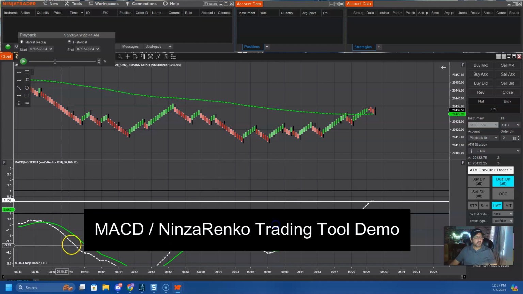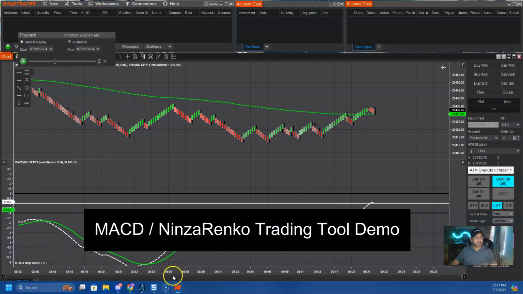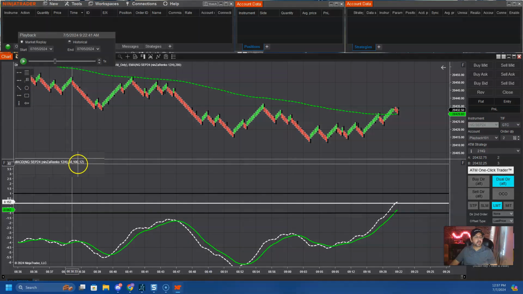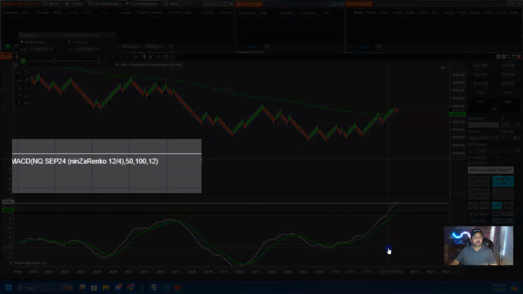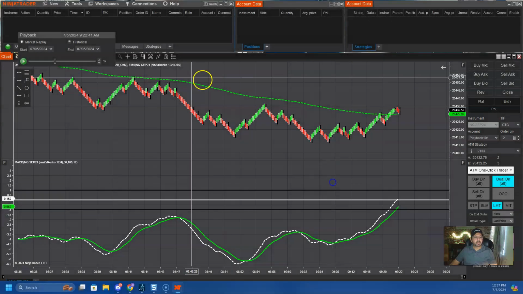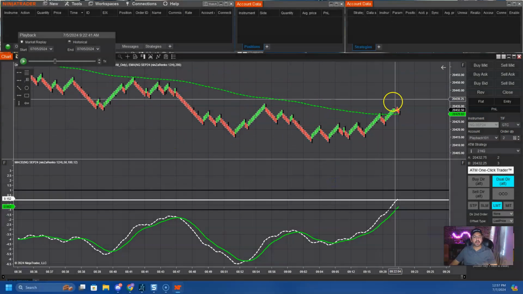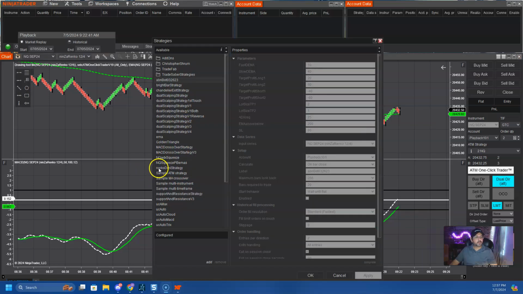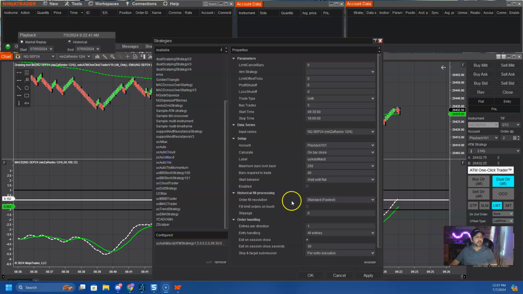Okay, in this one, I'm going to give you a demo of this MACD tool, right? You're looking at an MACD with 50, 100 lengths, right? NinzaRenko chart, 200 EMA on the chart as well. So let's apply this tool, Auto MACD. Where is that? Right here.